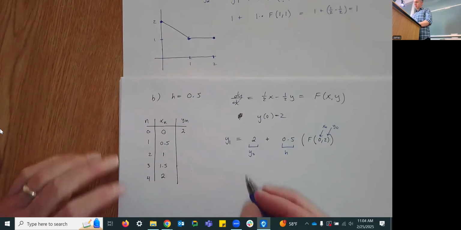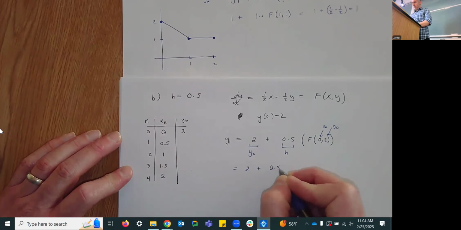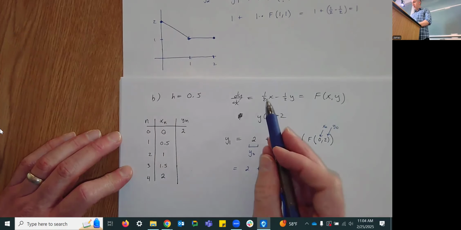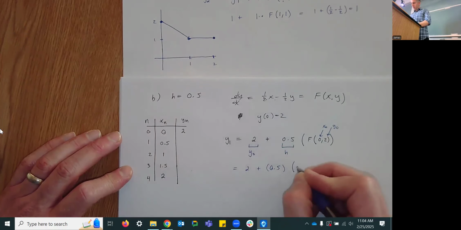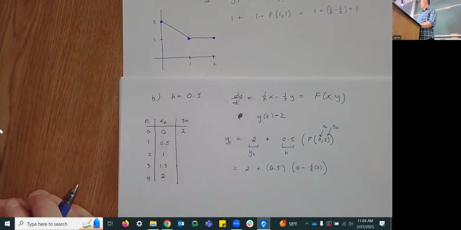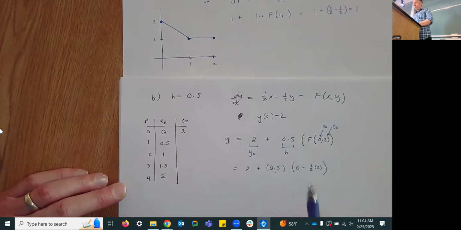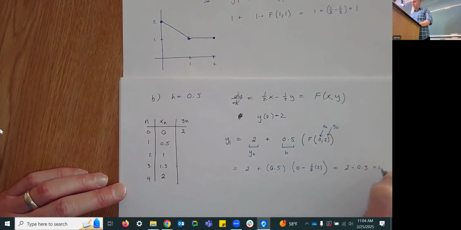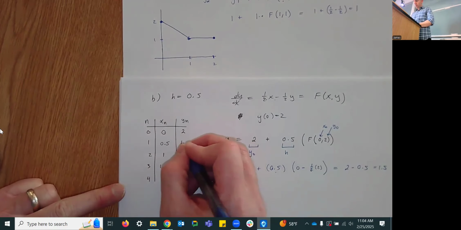So let's see what we get. That's going to equal 2 plus 0.5 times 1/2 times 0 plus negative 1/2 times 2. So it's going to be 0 minus 1/2 times 2. Make sure I get this right this time. So that's 0.5 times negative 1. So I have 2 minus 0.5, which is equal to 1.5. That's my y1.